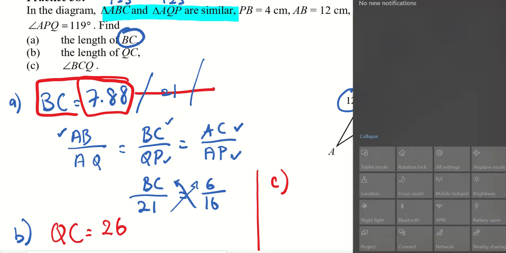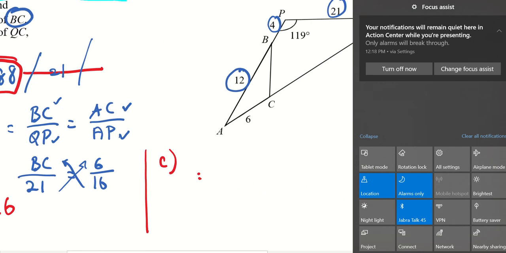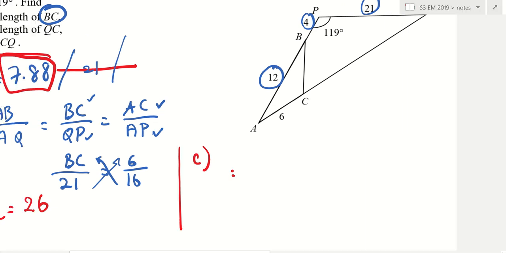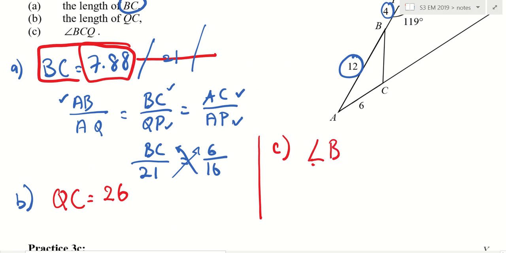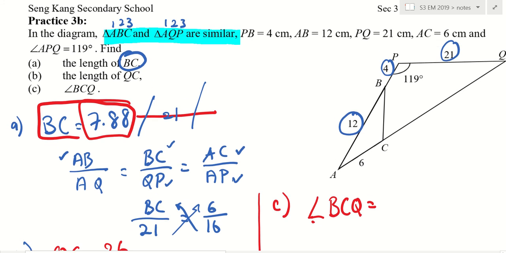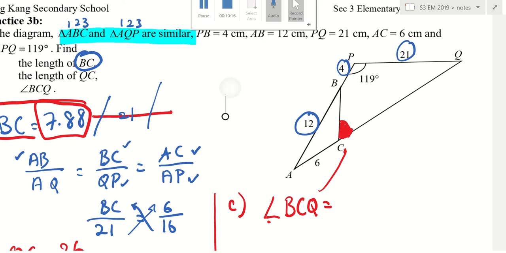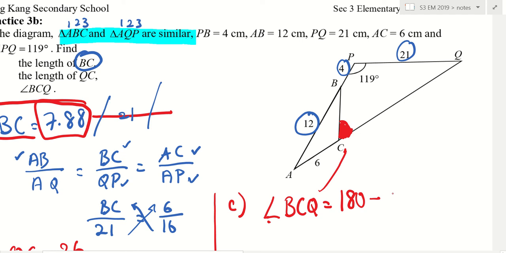Right, last one. If I want angle BCQ, which angle will I call? BCQ. Oh, this one. I want this one. So this angle, notice the red angle here, is not inside any triangle, right? So I must refer it back to a triangle. So I will say it's equal to 180 minus angle ACB. This one.